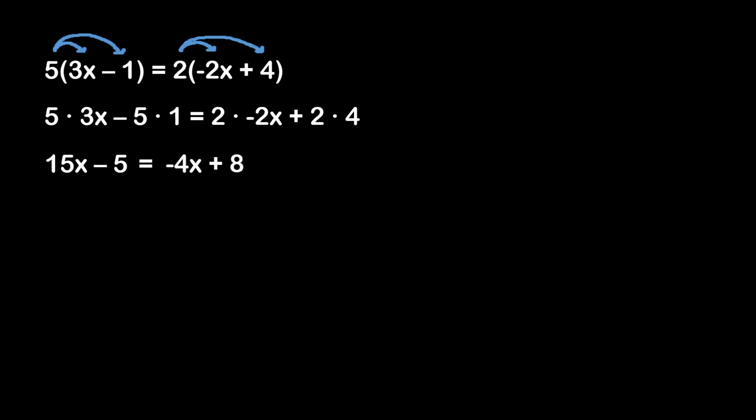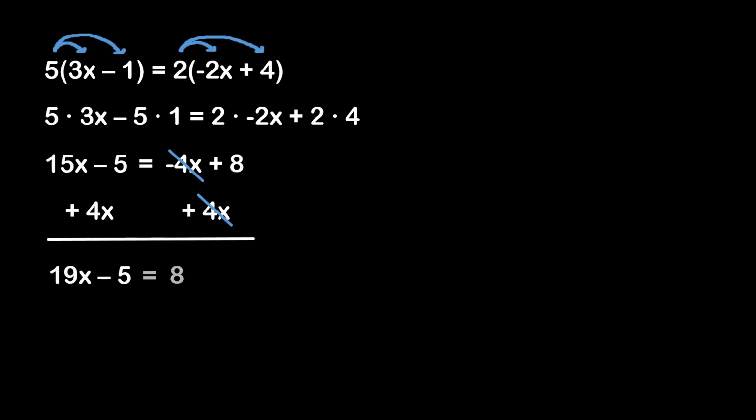And from there, as we discussed previously, we always want to group all the x terms to one side so we can add them up so that eventually we only have one x term. In this case, I'm thinking we can add 4x to both sides. The negative 4x will cancel out with the 4x on the right hand side, and we'll be left with 15x plus 4x, which is 19x, minus 5 is equal to 8.